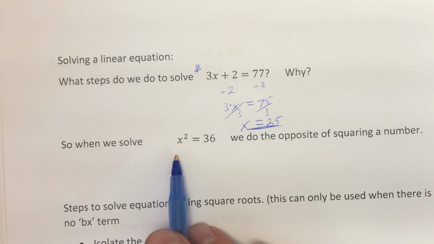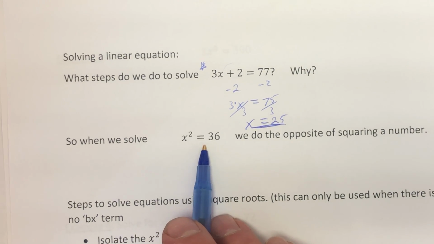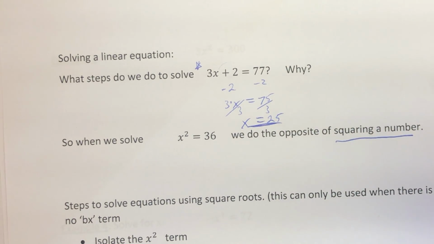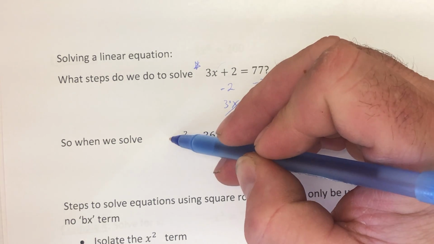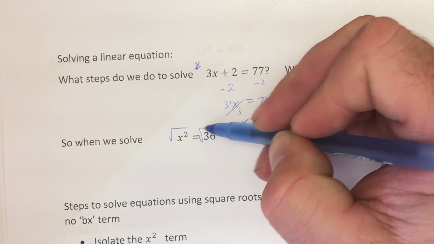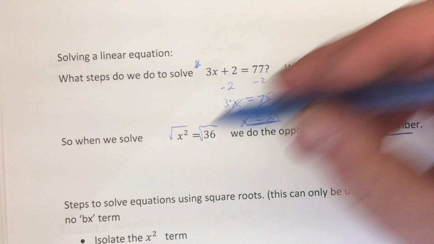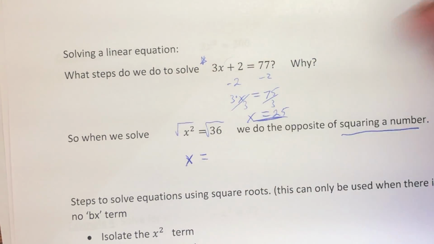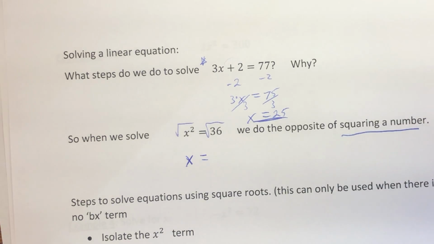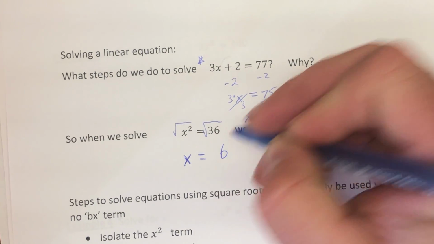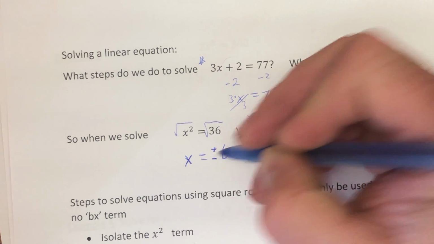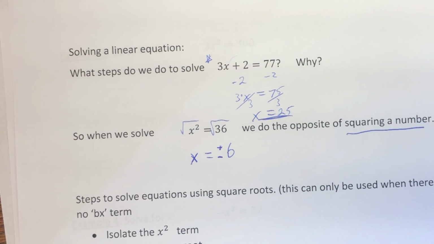So when I go to solve an equation x squared equals 36, we do whatever is the opposite of squaring a number. And the opposite of squaring a number, which I mentioned on the previous page, is we take the square root. So if I have x squared equals 36, I take the square root of both sides. If you type the square root of 36 in your calculator, you get 6. However, remember what I said a little bit ago, we have to do plus and minus. So my answer is going to be x equals positive or negative 6.